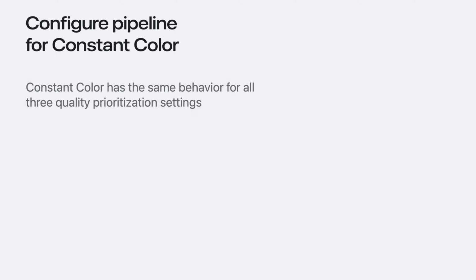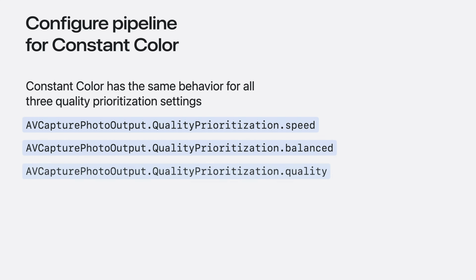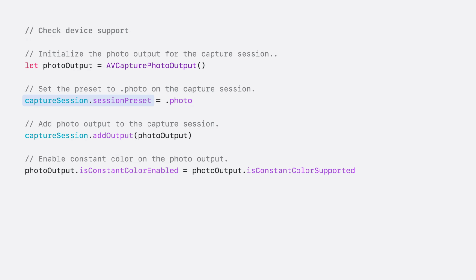It is also not possible to get raw images with the Constant Color API, so the raw photo pixel format type must be set to 0. The Constant Color API is a repeatable capture mode and so does not support different quality settings. It has the same runtime and output for all of the prioritization settings. Looking back at our code snippet, you can see where the session preset is configured. The flash mode is configured in the AVCapturePhotoOutput settings, which we'll look at shortly.